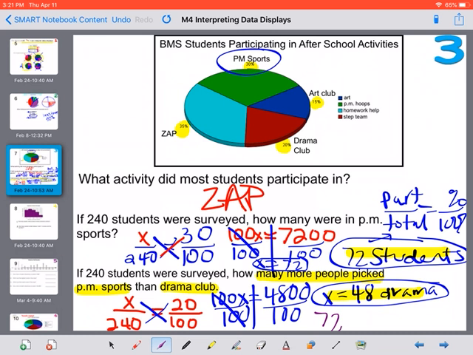72 picked PM Sports. Subtract the people that picked drama, and it'll tell you how many more picked PM Sports. So 72 minus 48 gives me 24 students. There's 24 more people that picked PM Sports than Drama Club.